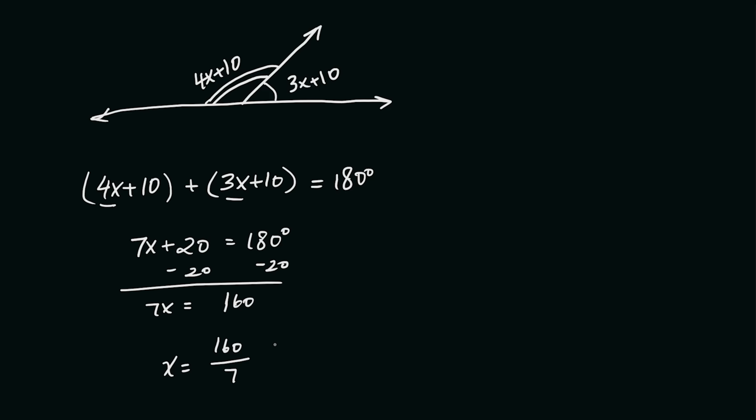Well, this doesn't look like a good number, right? Now, since we know that the x value is just 160 over 7, we can plug it back into the equations that we have. So 4 times 160 over 7 degrees plus 10 is around 90 plus 10. That's just around 101 degrees right there, right?